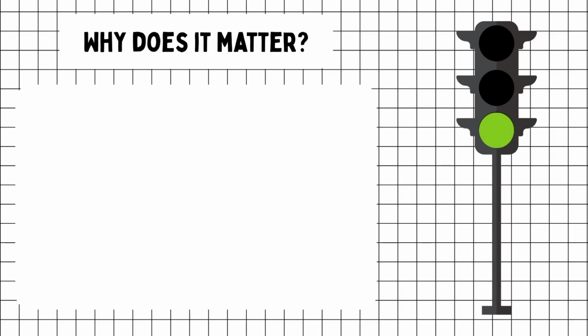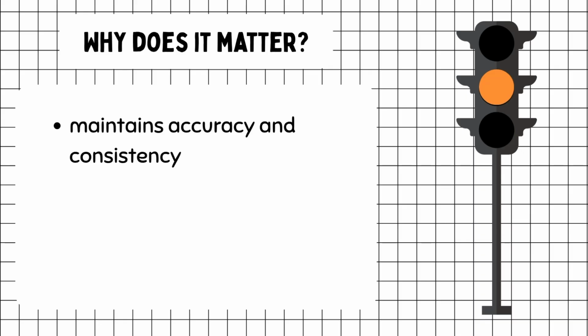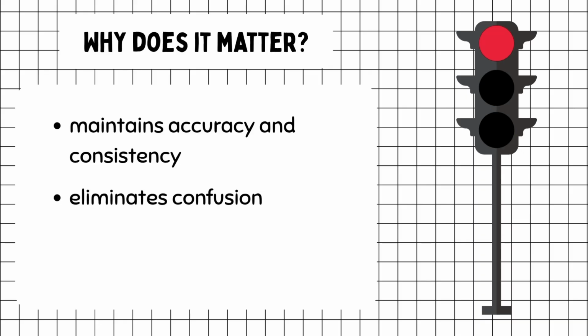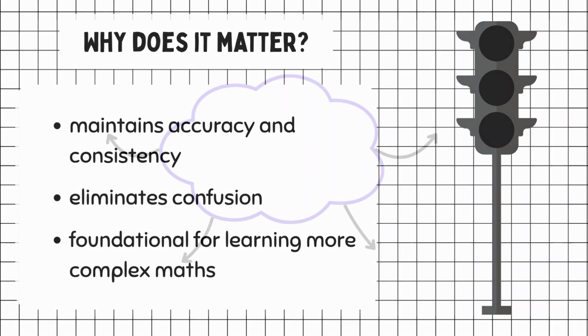Think of it like the rules of the road. If everyone ignored the traffic lights, we'd crash. The order of operations is the traffic light system for maths. It helps maintain accuracy and consistency, eliminates confusion, and is foundational for learning more complex maths.